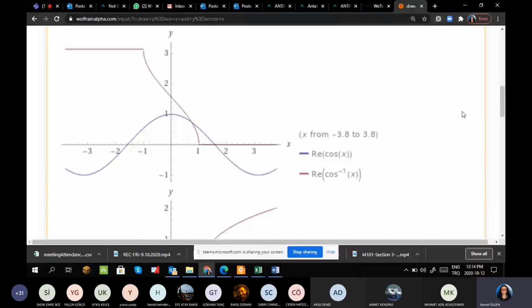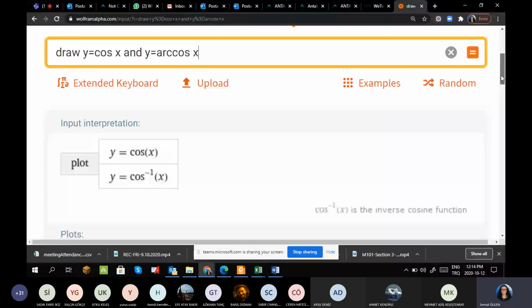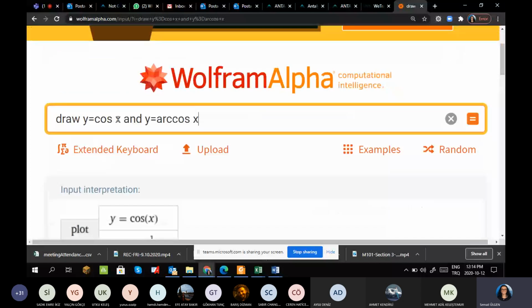Okay, and another example, y is equal to, all right, so I'm going to give you this. Okay, just a sec, I'm running out of battery again. Let me put it in.